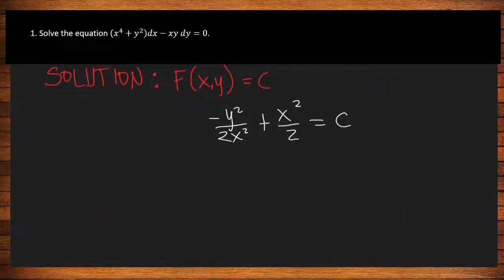Or we can further simplify this. So yung gagawin natin, we can multiply both sides of our equation by 2. So we will now have, okay, unahin lang natin yung positive. So we will have x squared minus y squared over x squared equal to 2 times c. 2 times a constant number, that is still a constant number. So pwedeng c pa rin yung isulat natin dito.